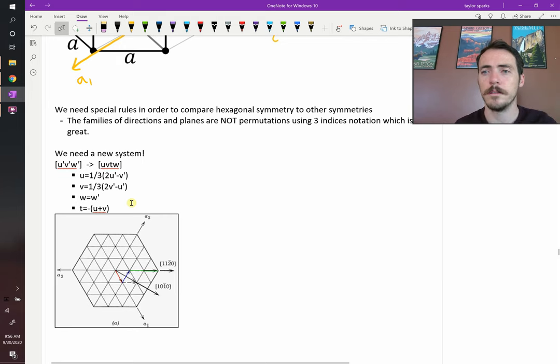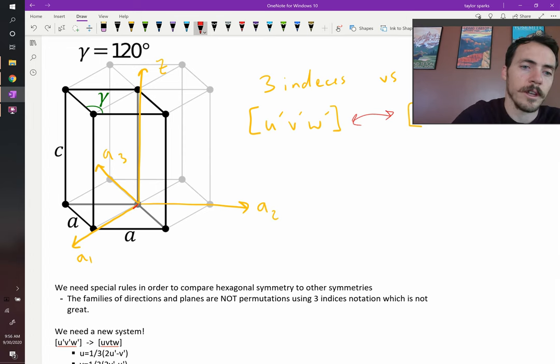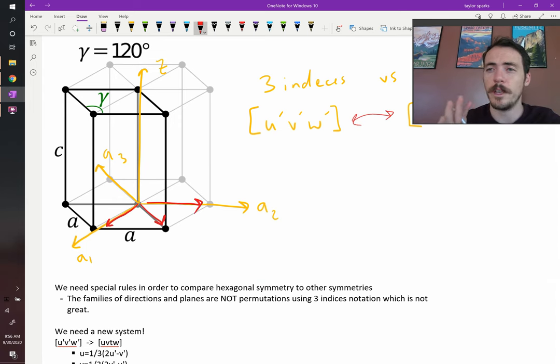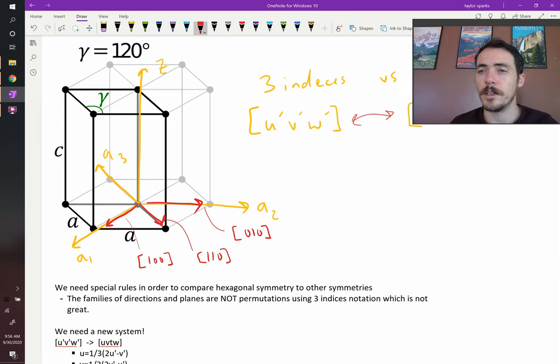All right, so let's try it out. Let's go back to our system from before where we had directions that were causing problems because they were not permutations. Let's do this one right here, and that one right there. Using our three indices system, those would be the following. Let's go ahead and convert those to the four indices system.